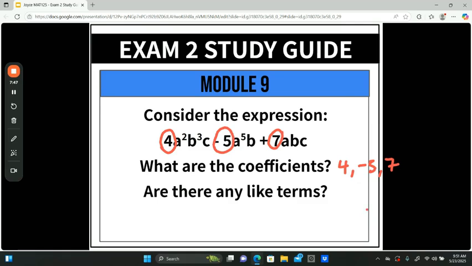And then are there any like terms? So for something to be a like term, the letters behind the coefficient need to be exactly the same. So none of these here are exactly the same. Let's say if we wanted something the same as this, it would need to say 7 times a to the 5th times b. Like it would need to be the exact same. So we don't have any like terms here.